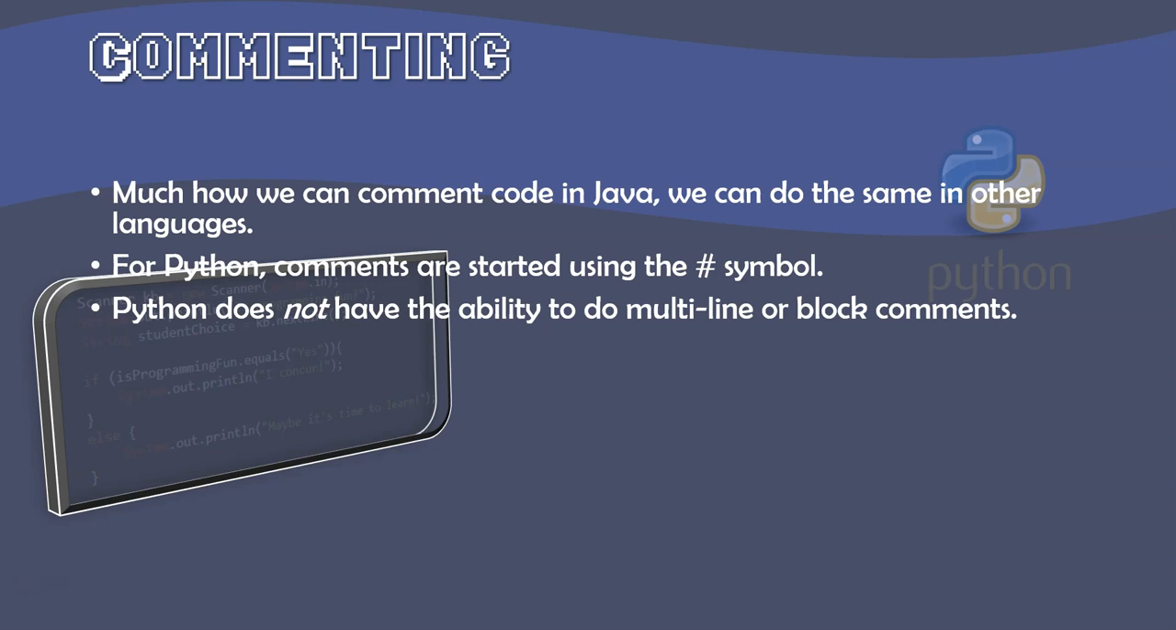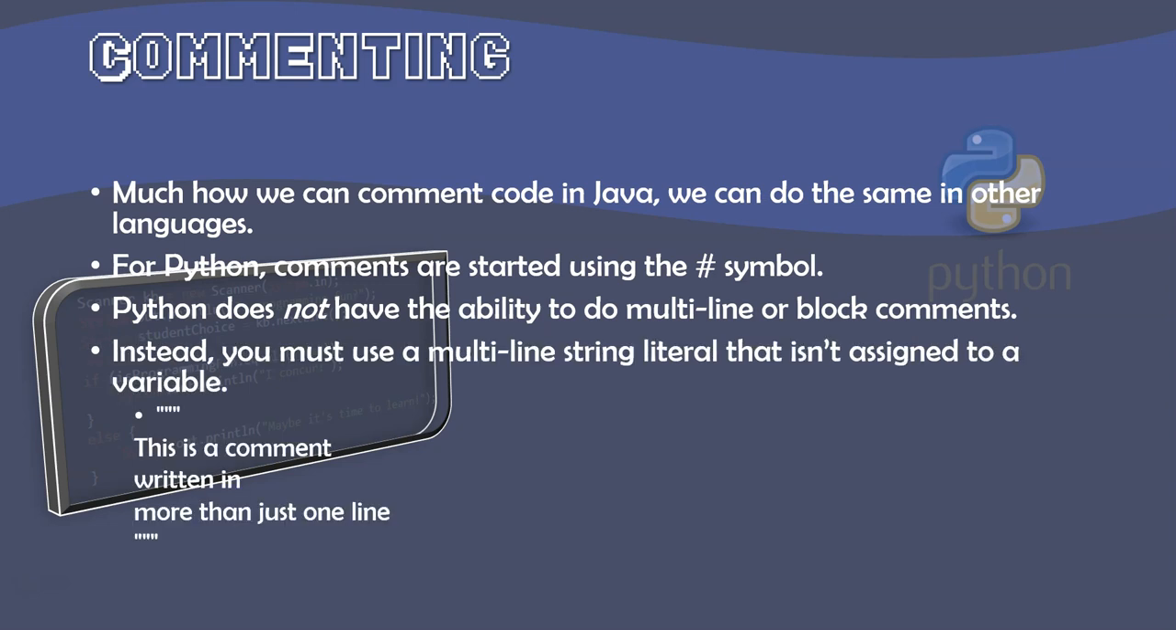Now, there is kind of a workaround. We have a little trick. We can use a multi-line string literal that isn't assigned to a variable, such as what you see here. So it's literally just a bunch of quotes there, and Python's going to see that and say, oh, that's just a string literal. It's not assigned to anything, and so it's going to ignore that. And you notice that we have 3 quotes here with 3 lines, so it's helping correspond that. But again, this is not a true block comment as we're used to. This is more of a workaround that we can use.